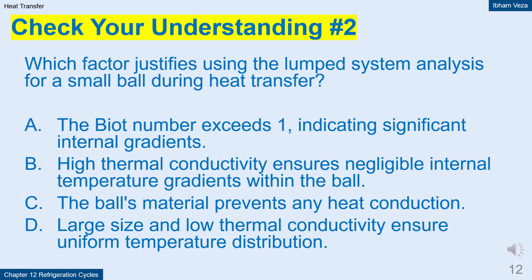The answer is B. High thermal conductivity ensures negligible internal temperature gradients within the ball. Explanation of incorrect answers. A. Incorrect. A Biot number below 1, not exceeding 1, confirms the lumped system is valid. C. Incorrect. Heat conduction is essential for uniform temperature. Preventing conduction contradicts the analysis assumption.